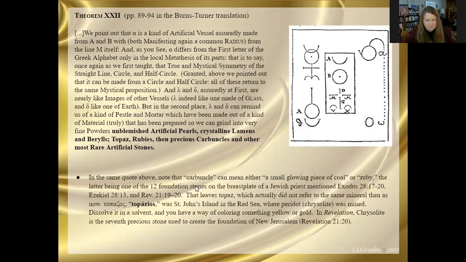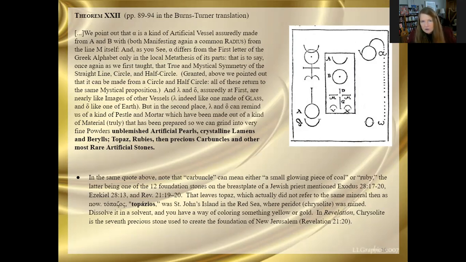Okay, in the same quote, carbuncle can mean either a small glowing piece of coal, like maybe you ground up the coal to fire things, or it can mean a ruby. In this quote, he gives us both a carbuncle and a ruby. But a ruby is one of the 12 foundation stones on the breastplate of the priest in Exodus, in Ezekiel, in Revelation. And you can also use it for crystal gazing for that matter. So that's going to leave topaz, which seems in ways like the least, but we talked about the least becoming the first and all that. So let's do that with topaz.